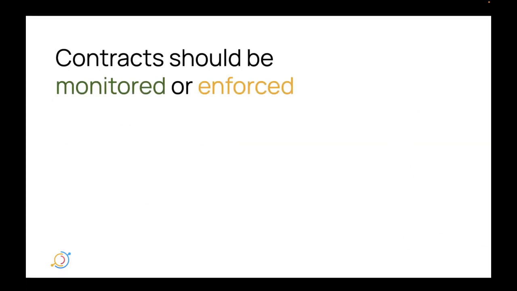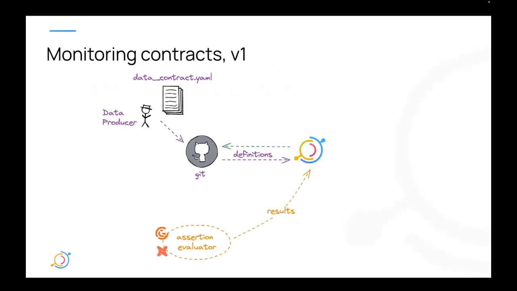Simply, they should be monitored, or ideally, they should be enforced, so that the bad data doesn't ever even get produced. So, the normal flow here is, Acryl might propose a contract, or you might write that, and then you'll store those in Git, sync those with DataHub. But then there's this question of who actually does that evaluation?